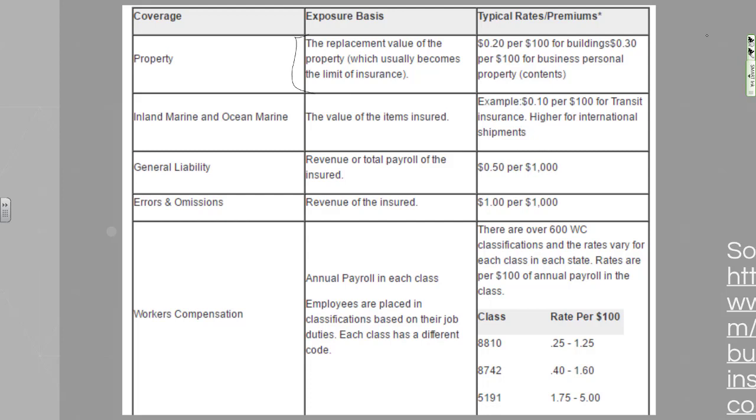So let's first look at property insurance. The exposure basis is the replacement value of the property, which usually becomes the limit of insurance. It makes sense that this is reflective of the riskiness of the exposure. Similarly, with inland marine, the exposure basis is the value of items insured. With liability, the exposure basis generally becomes a bit more complicated.